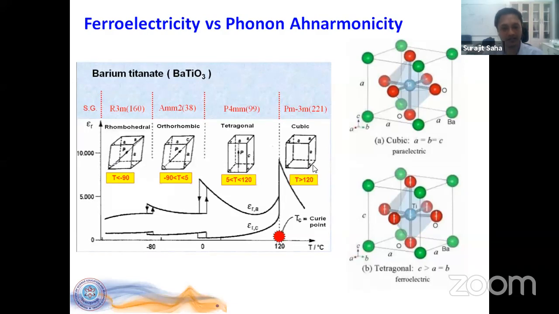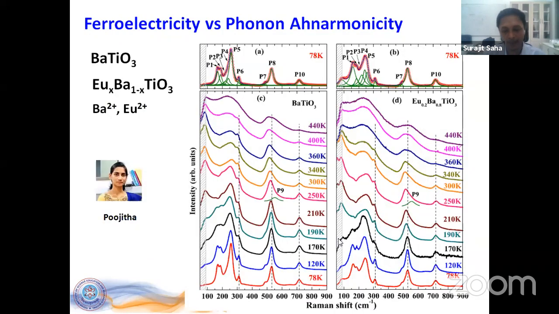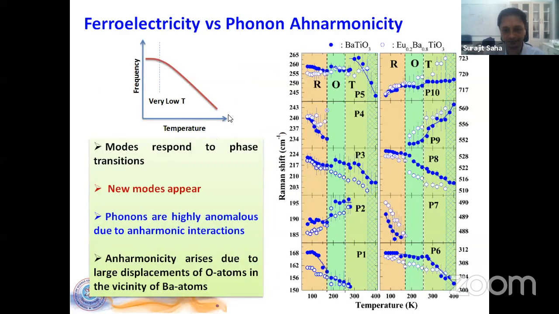And as we know, as the structure changes, Raman will show corresponding responses to these transitions, and that's what we see. So here are the corresponding responses in the Raman spectrum. One can go into the detail if necessary. And just to remind you, this is not just pure barium titanate. We have also looked at europium-doped barium titanate, where europium has been maintained at the 2+ state, just like the barium 2+ state. Based on that, we find that the typical phonon behavior is not present in some of the phonons.